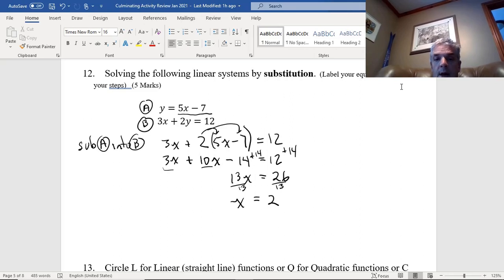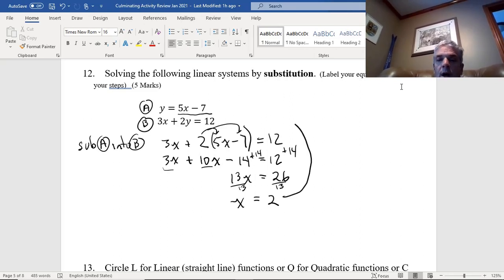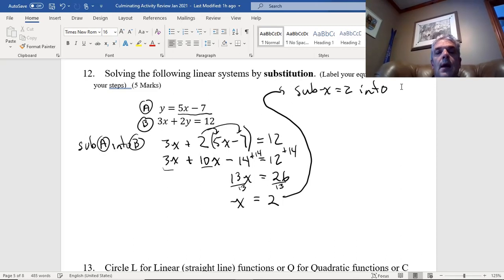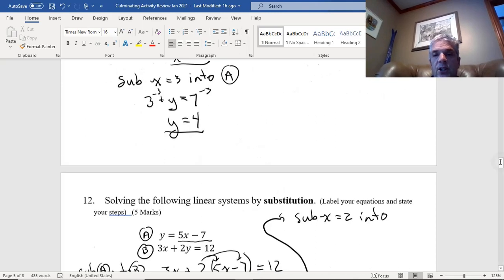I'm not all done. Now I'm running out of space down here, so I'm going to draw a line, and I'm going to do like this. I'm going to say sub x equals 2 into, and I can pick A or B. But almost always when I have one set up in the y equals format here, it's the easier one to use. So that's the one I'm going to do. I'm going to use it. So I'm going to say into A.